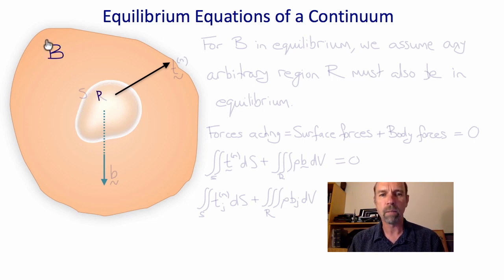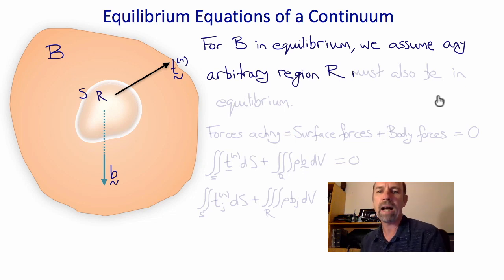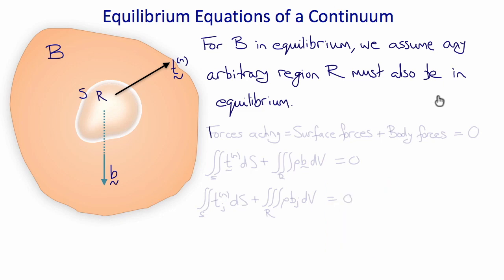Let's start by considering a body B and in it an arbitrary region R with surface S, and acting on the surface attractions T superscript N, and acting on the volume of the region body force vector B per unit mass. For B in equilibrium, we assume that any arbitrary region R of that body must also be in equilibrium. So that means that the sum of the forces acting, which would equal the surface forces plus the body forces, must be equal to 0.